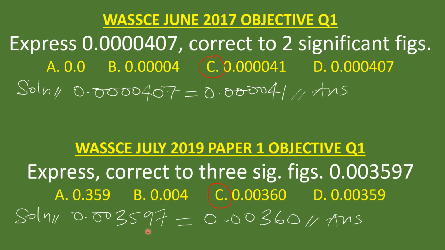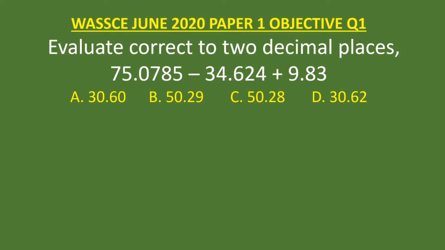So because they said three significant figures, what we are now seeing is 359. So if you increase this 9 by 1, you will now have 1 here, you now have 0 here, making the 9 to be 10, which will now give you 360. Instead of 359, we are now having 360. So that's why the answer is 0.00360.